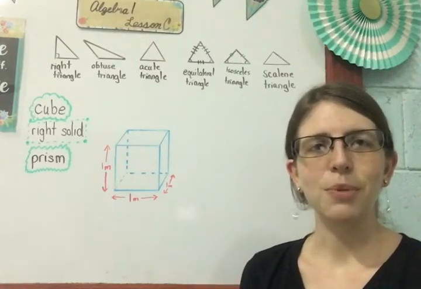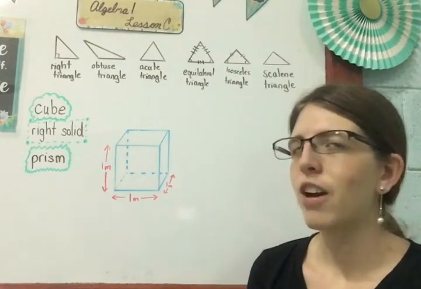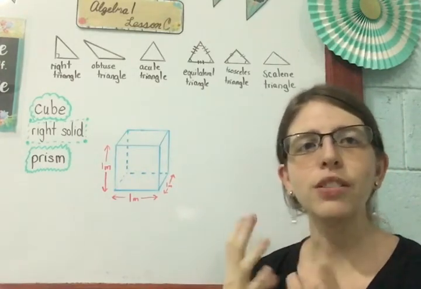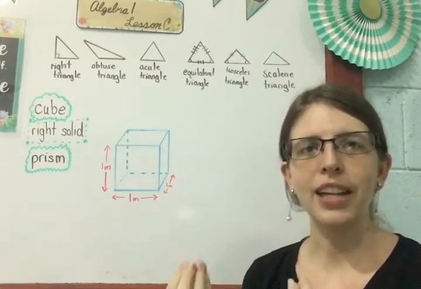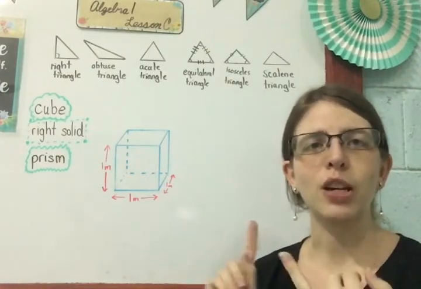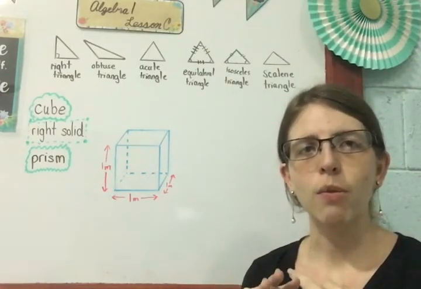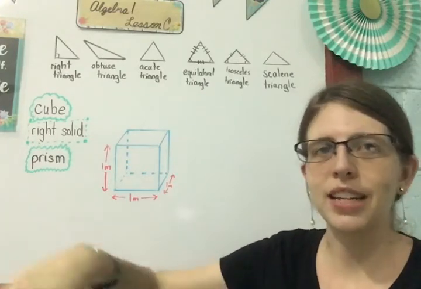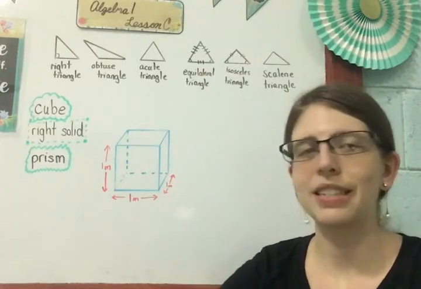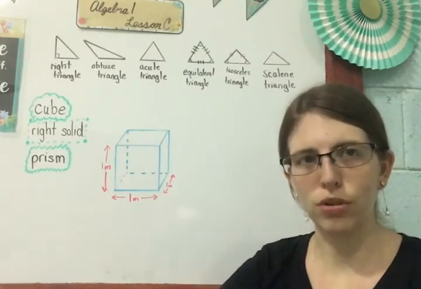Okay, so part 2, let's talk about volume. Volume has to do with the space that fills up a shape. That's what we are measuring with volume. We've talked about area and we've talked about perimeter. Area, remember, is the space inside a flat shape. But volume is the space inside a three-dimensional shape.